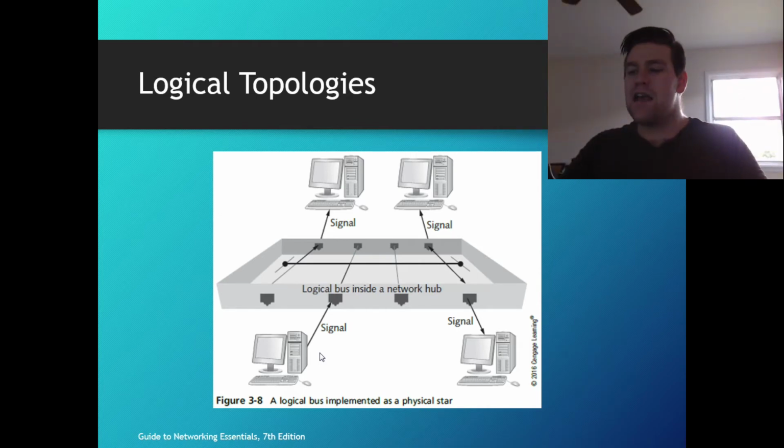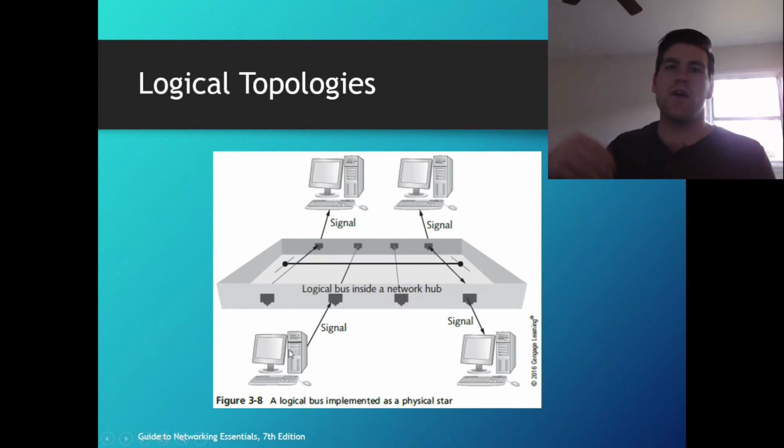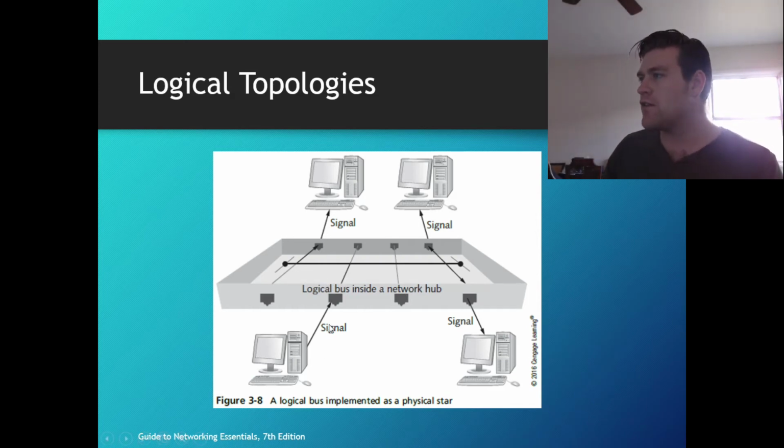So the way data gets propagated in a logical bus is the same way it gets propagated in a physical bus. Whenever you transmit something onto the medium, it's going to be seen by all devices. So if you look over here on our slide, you see data coming from this device gets sent into your logical bus here, and anybody that's connected to that bus is going to see the signal.